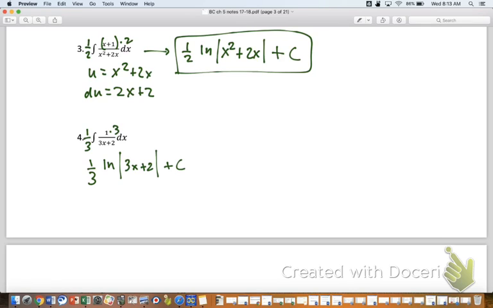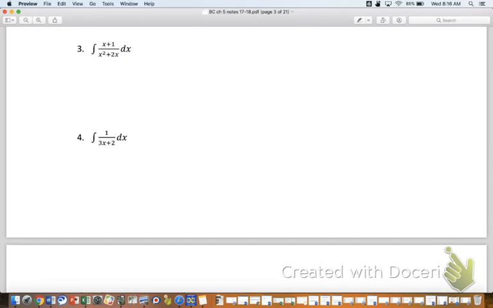How could you check number 3 and 4? Yeah, find a derivative. It should end up working out to be the original integrand. Okay, anybody struggle at all with 5 and 6? Definitely presented some challenges.